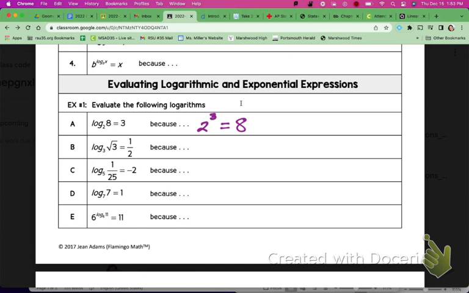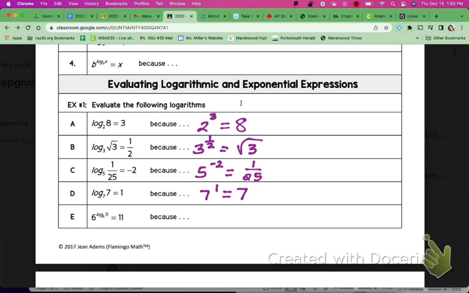Okay, so for this one, 3 to the 1/2 power is equal to the square root of 3. Yep, that checks out. 5 to the negative 2 power is equal to 1 over 25, so that would be 1 over 5 squared, which is 1 over 25. 7 to the 1 is equal to 7.